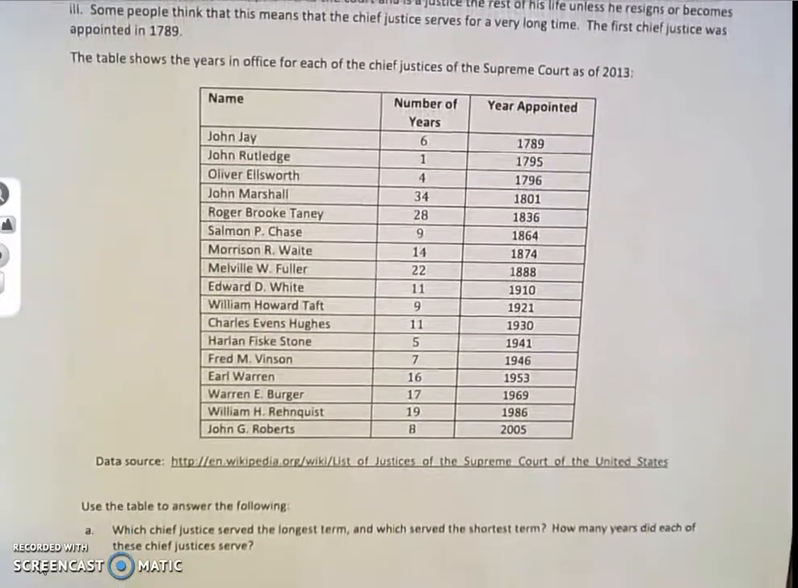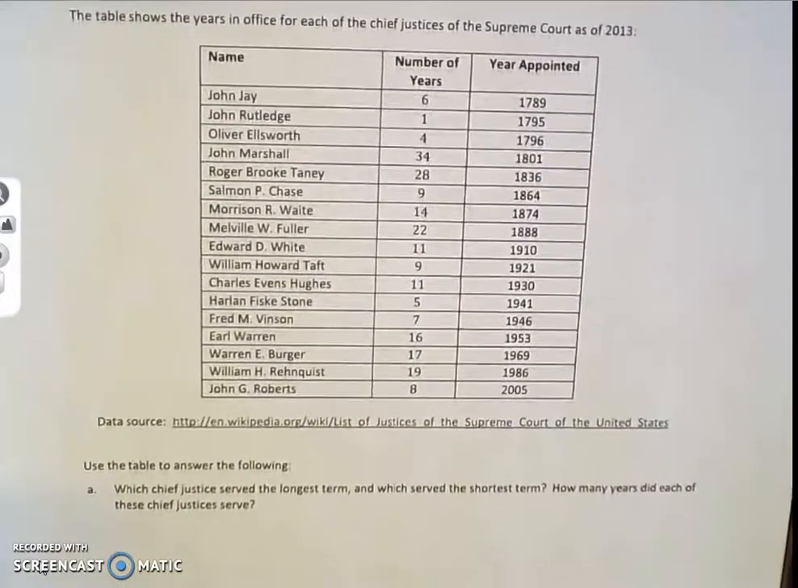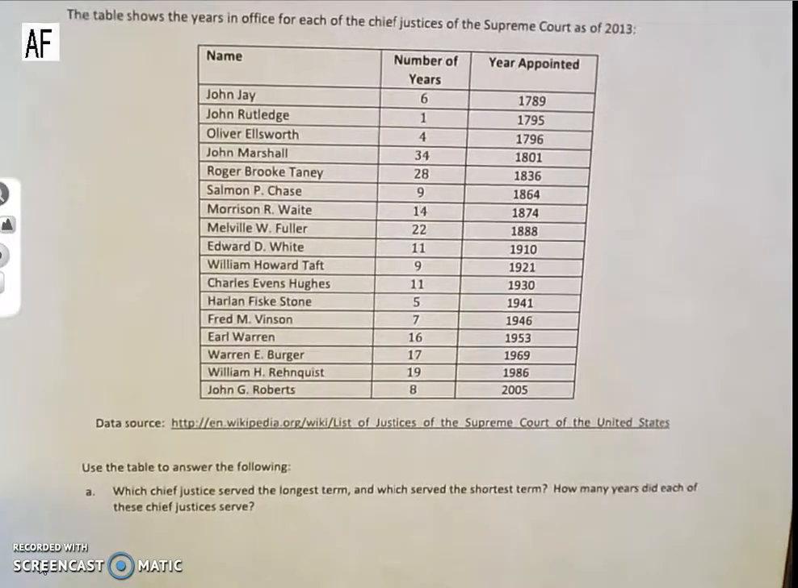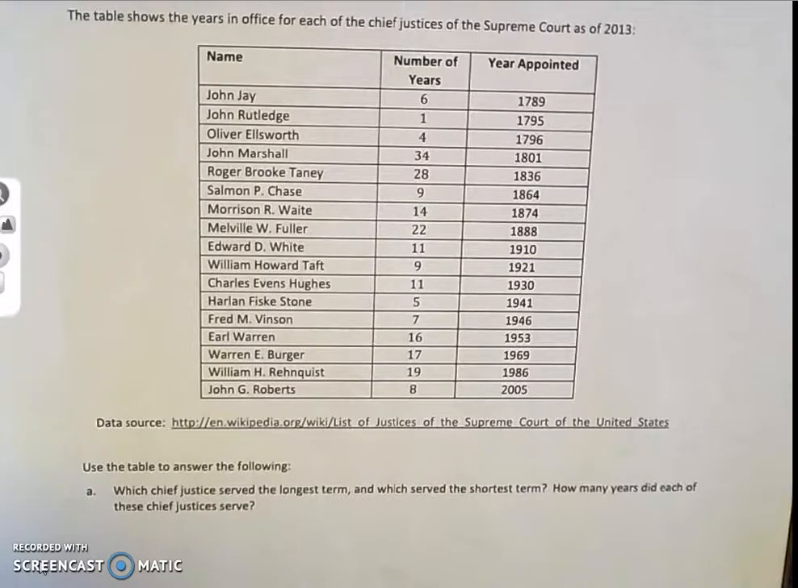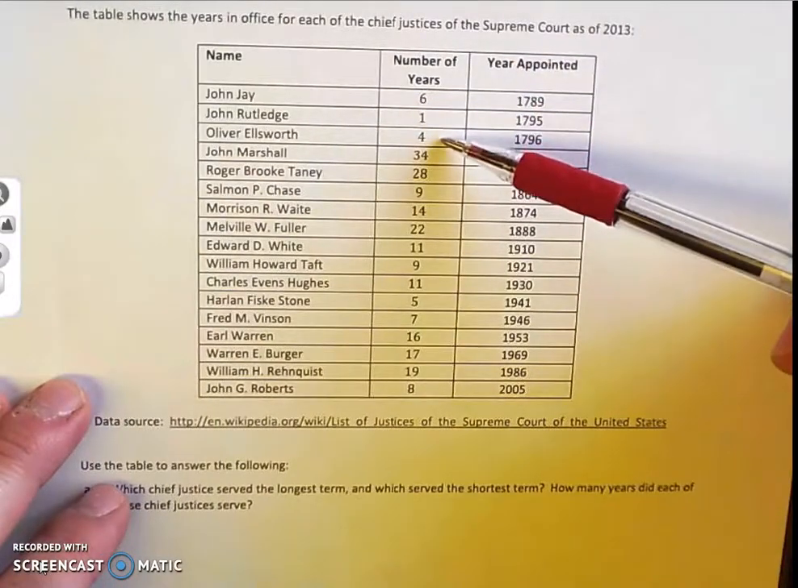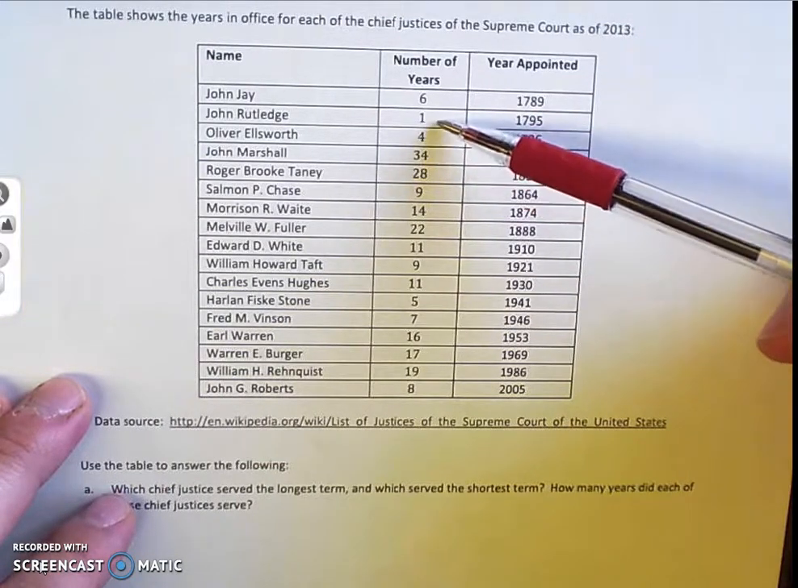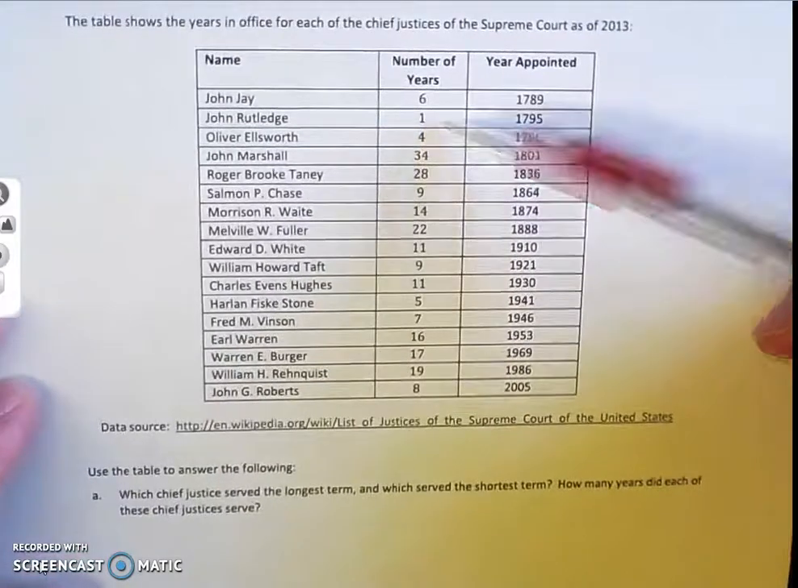So our first question here is which Chief Justice served the longest term and which Chief Justice served the shortest term? How many years did each of these Chief Justices serve? So we look at the length of their service and we can see that clearly the longest term is John Marshall, with the shortest term being John Rutledge. Okay?